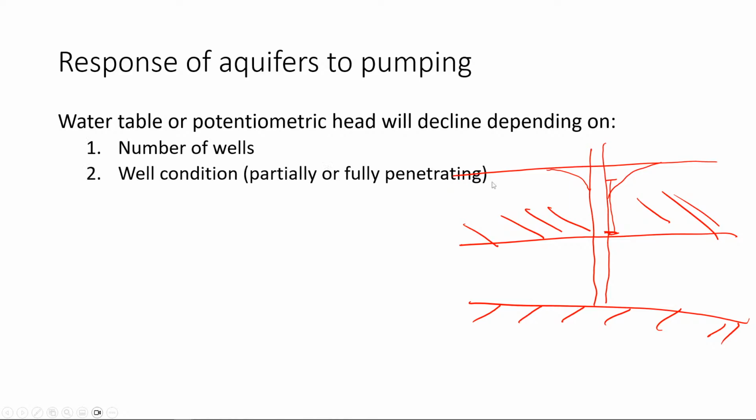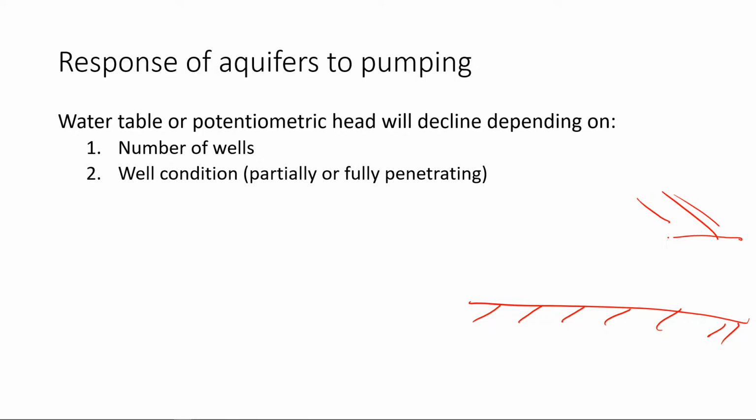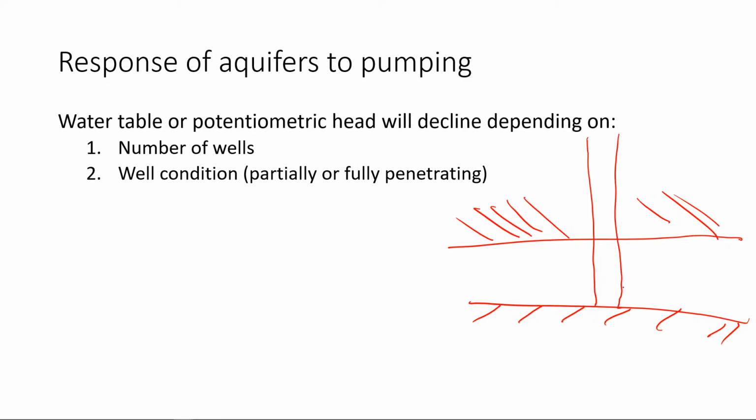It will also depend on the well condition, whether it's partially penetrating or fully penetrating. We will look at these details later. Let me show you. So that's your unconfined aquifer. Fully penetrating means that your well screen is here and here, and you are pumping by screening all of the aquifer.